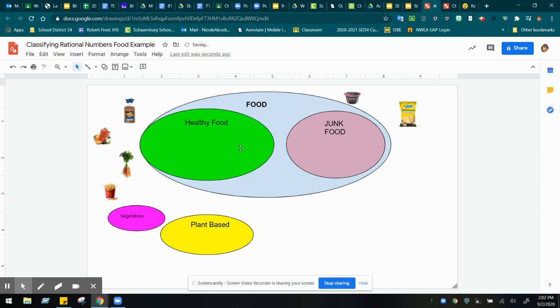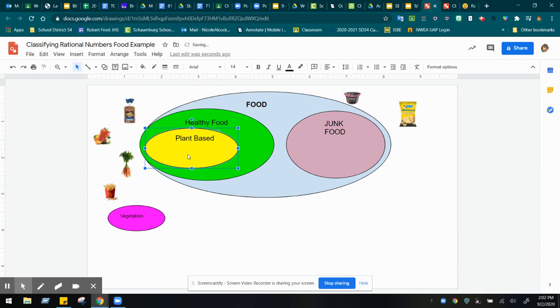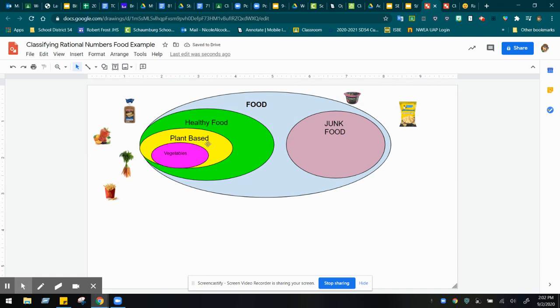Then I go to my next category of healthy foods, which would be plant-based. Plant-based just means it's made from plants, and plants can be fruits, vegetables, grains, things like that. And then lastly, my category here is vegetables. So if something is a vegetable in my little diagram here, it is also plant-based because it's actually a plant. It's also healthy, and obviously it's food.